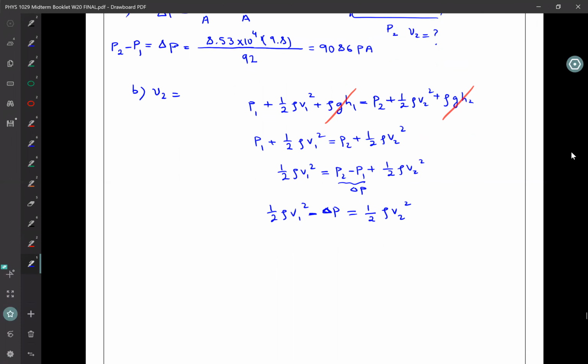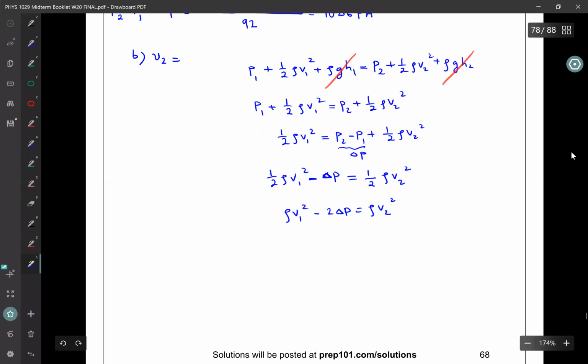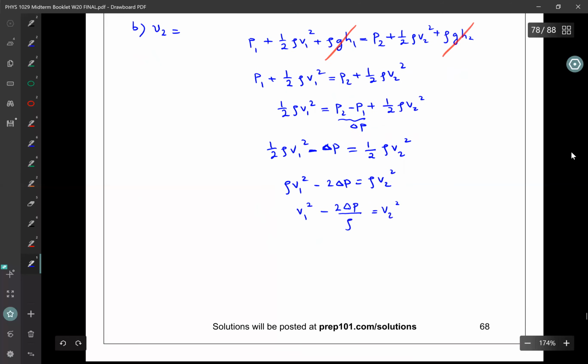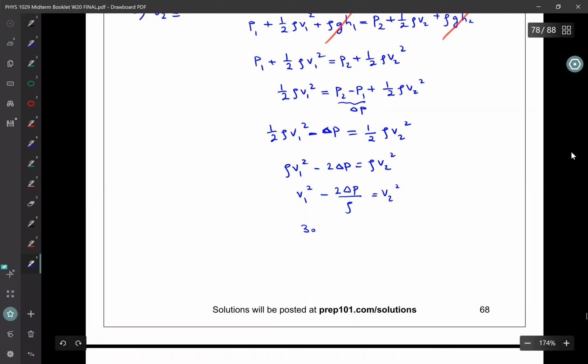Now, if you want, you could multiply both sides of the equation by 2 in order to get rid of the 1/2. So if I do that, I have density V1 squared minus 2 delta P equals density V2 squared. Then if you want, you could divide both sides by density. This way you have isolated your equation for V2 squared. So I have a minus 2 delta P divided by density. That gives you V2 squared. So now if you sub in, you have V1, which is 300, squared, minus 2 times the pressure difference, which I calculated in part A, 9,086, divided by the density of air, which is 1.29, you will have V2 squared.